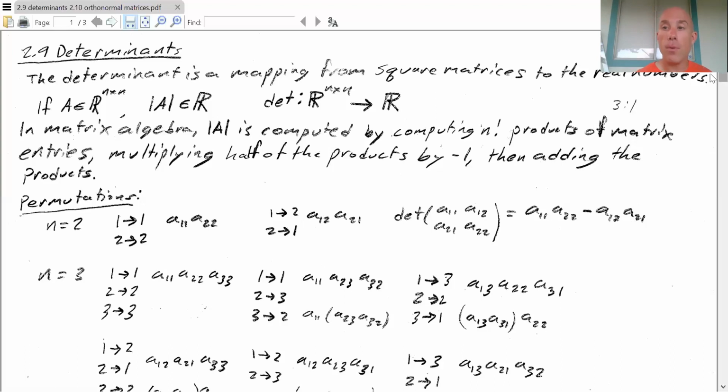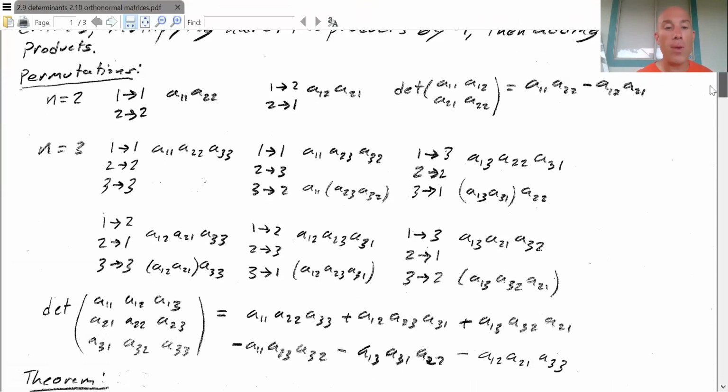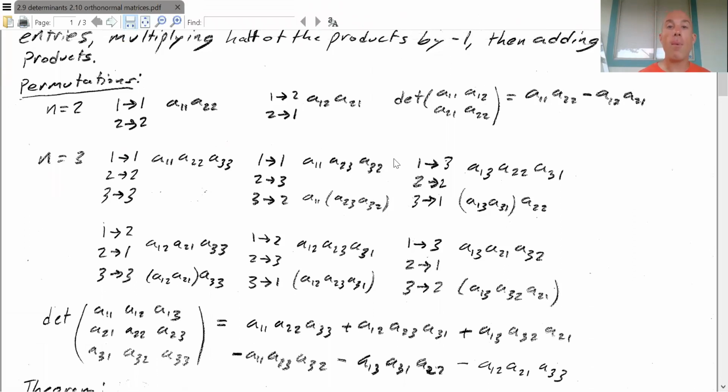Okay. So let's move down to the 3 by 3 case. Here, I'm interested in the permutations on 3 entries. So the first permutation is 1 goes to 1, 2 goes to 2, 3 goes to 3. Now here, 1 goes to 1, 2 goes to 3, 3 goes to 2. Okay. So we can see that 2 and 3 are switching with each other. Now 1 goes to 3, 2 is stationary, 3 goes to 1. So it's like 1 and 3 switch. 1 goes to 2, 2 goes to 1, 3 is stationary. So 1 and 2 switch.